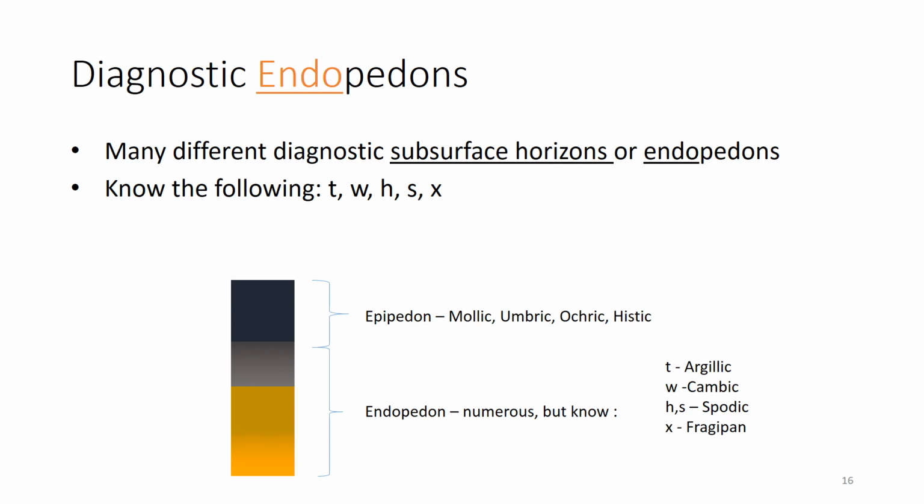So if you have a series of Bt horizons, you have an argillic endopedon. If you have a series of Bw horizons, you have a cambic endopedon in your subsurface. If you have a series of Bhs, Bh, or Bs horizons, then you have a spodic endopedon. If you have a series of Bx or Btx subsurface horizons, then you have a fragipan endopedon.